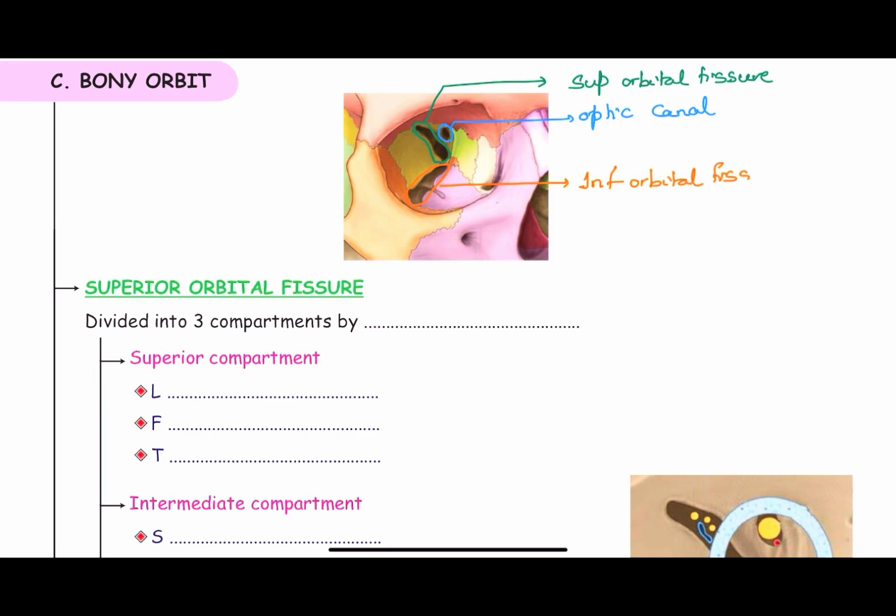So if you look within the bony orbit, we have two fissures and one canal. One canal is called the optic canal, and the two fissures are the superior orbital fissure on the superior side and the inferior orbital fissure on the inferior side.